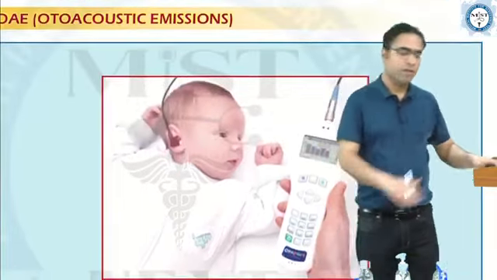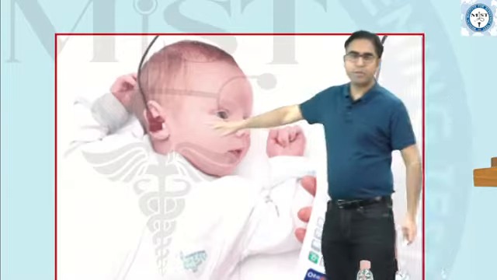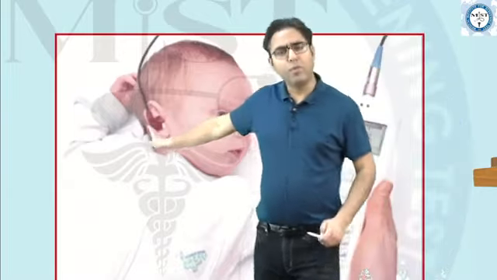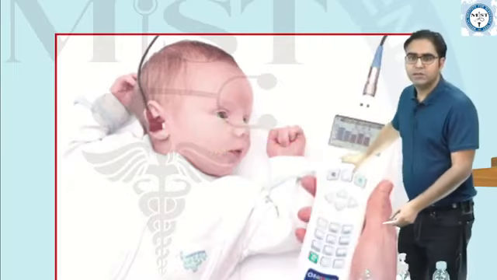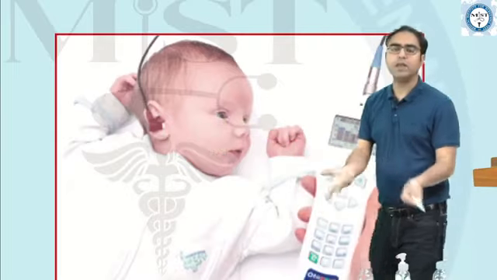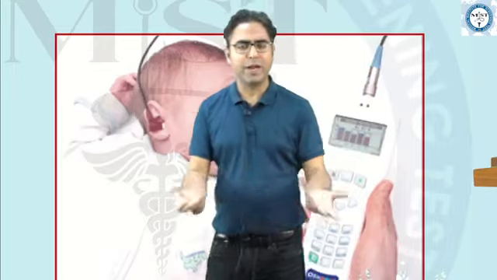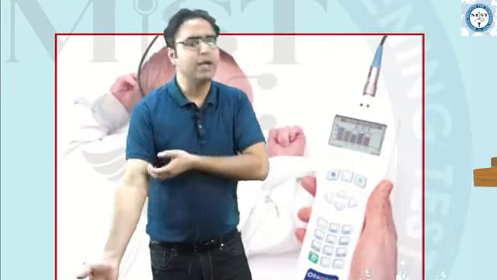Please see on the screen, beta. Very simple test. It's a handheld machine. You put a probe in the ear of the child, a newborn baby. You give sound to the ear, and if echoes come back, this machine will show echoes here. It means the cochlea is working normally. Very simple, very quick test. Even ward boys can do it. No technical input required. Anybody can do it.